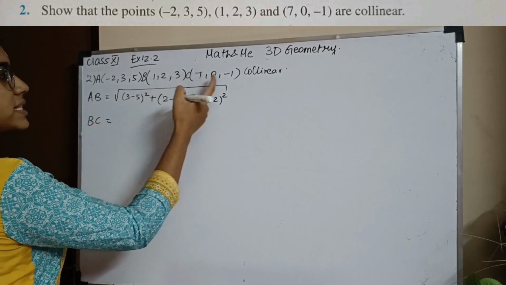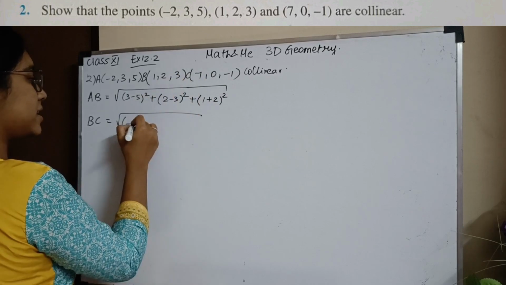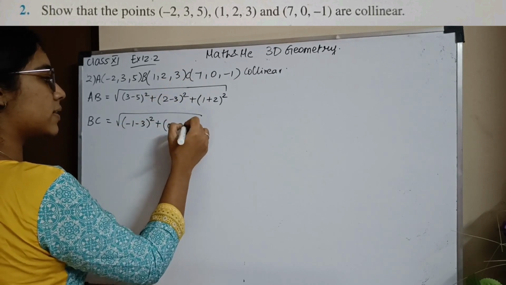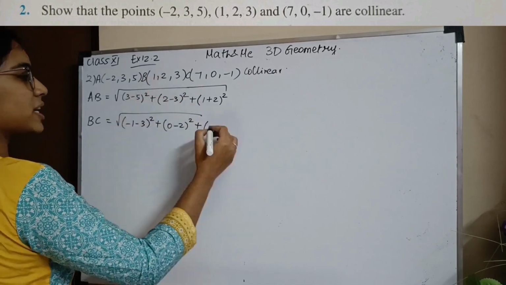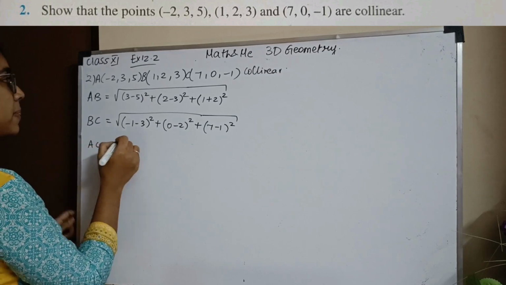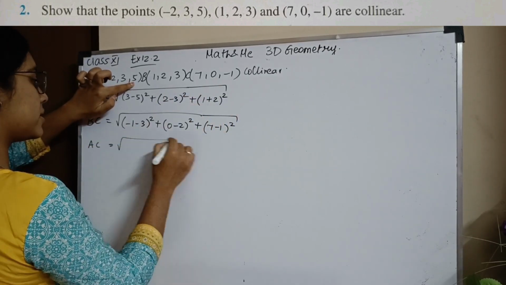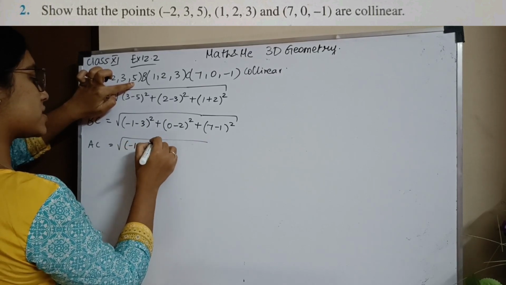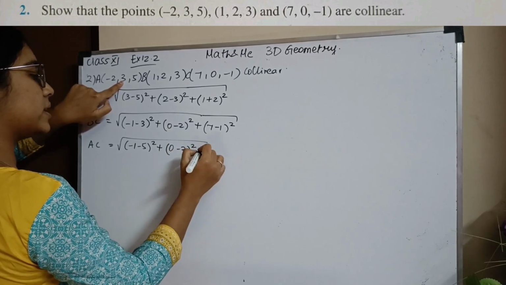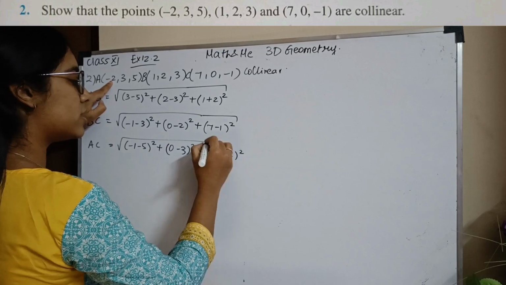BC, and I go, BC is root of x2 minus x1, minus 1 minus 3 the whole square, plus 0 minus 2 the whole square, plus 7 minus 1 the whole square. So this will be my BC. What will be my AC? I have to look at these 2 points. So x2 minus x1, square root of minus 1 minus 5 the whole square, plus 0 minus 3 the whole square, plus 7 minus of minus 2. So 7 plus 2 the whole square.